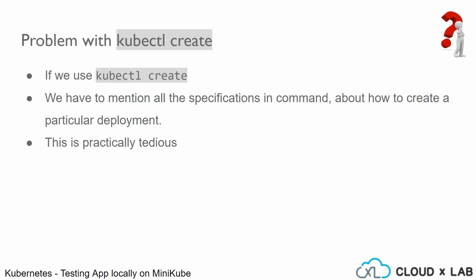Now let us try to understand the problem associated with using the command kubectl create. If we use kubectl create, we have to mention all the specifications in the command, for example, about how to create a particular deployment and all the other specifications. This is practically tedious, as mentioning many specifications within command line flags is often confusing and messy.